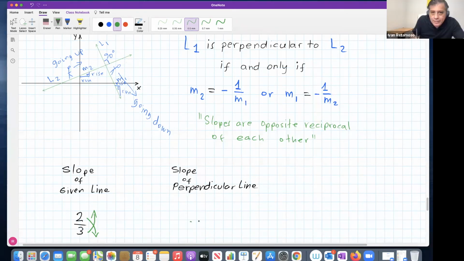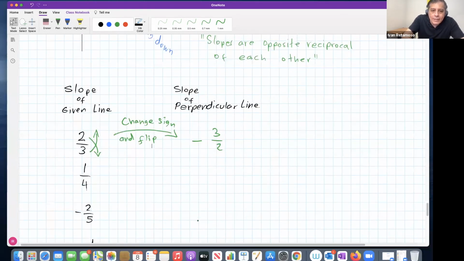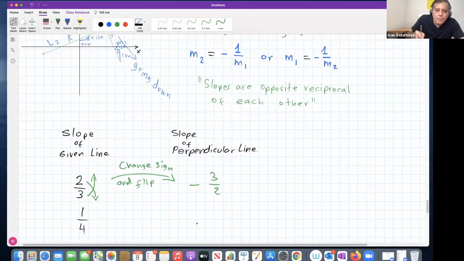Very good, Jack. Negative 3 over 2, right? If the given slope is 2/3, you flip to 3 over 2, but you also change the sign. So let's write it here so we all remember: change sign and flip. Yes, opposite reciprocal. Very good.